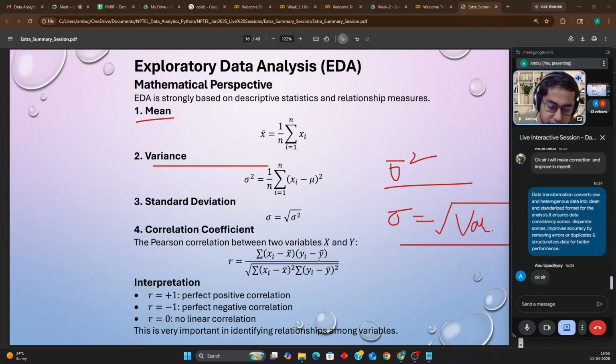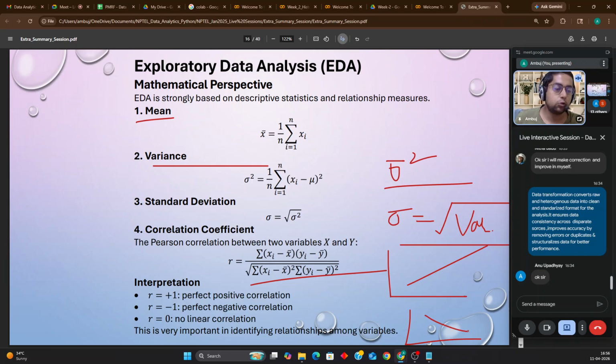Pearson correlation coefficient you can calculate. R is summation of xi minus x bar times yi minus y bar, divided by the square root of xi minus x bar whole square times yi minus y bar whole square. If R is 1, there is a perfect positive correlation. If R is minus 1, there is a perfect negative correlation. If R is 0, there is no linear correlation. Very, very important for identifying relationships among variables.